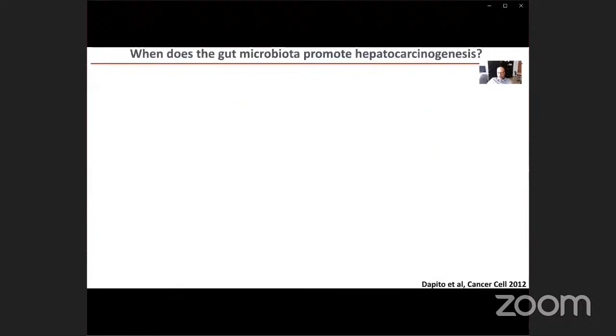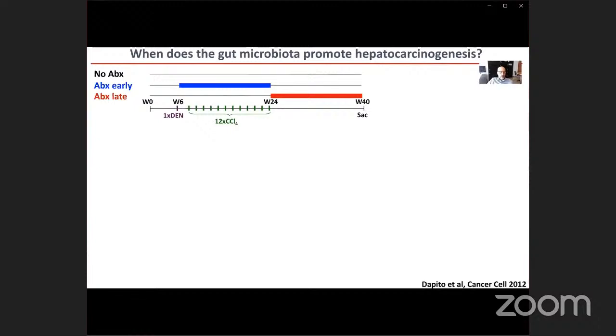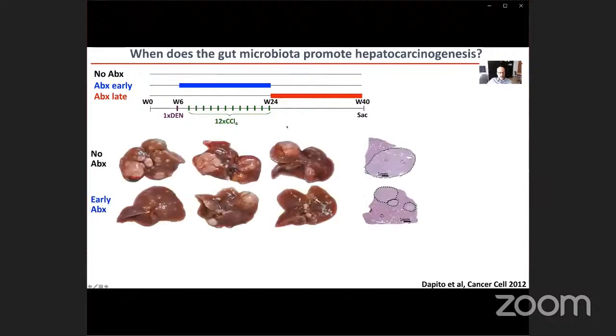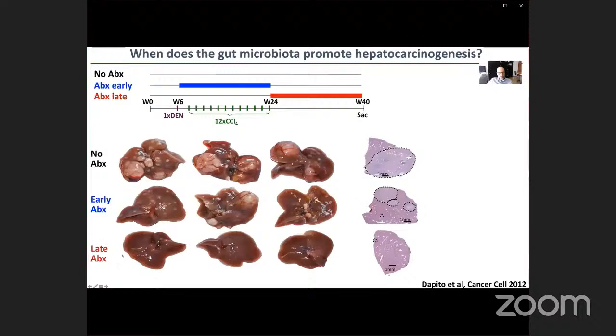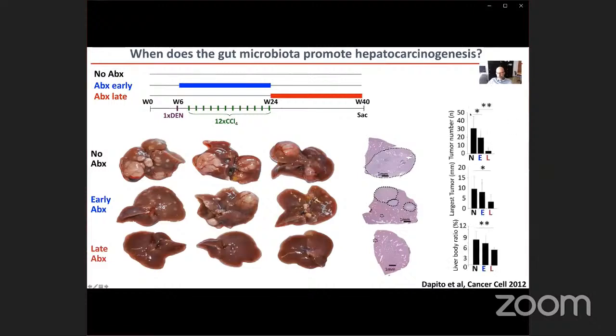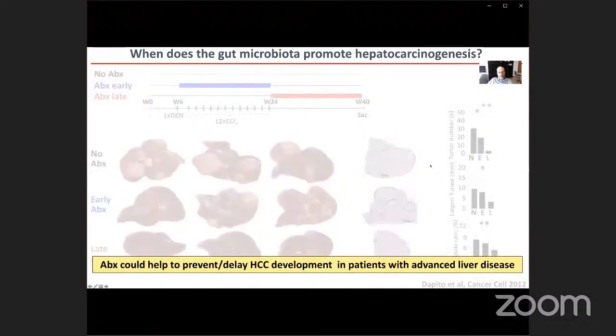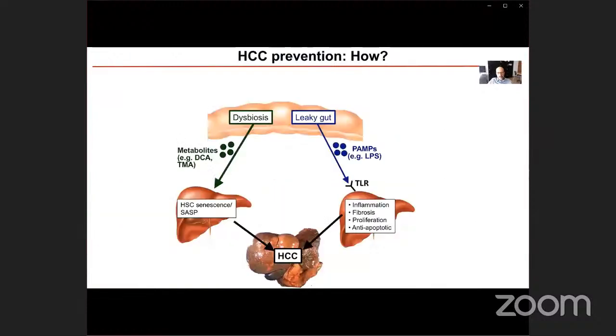Related to this, I would like to show you again some data from our Cancer Cell paper, where we used non-absorbable antibiotics and treated mice at early and late stages. And to our surprise, at early stages, we only saw a moderate reduction of cancer development, whereas when we treated the mice late in the second half, we saw a profound reduction of cancer development, also seen here by various parameters. So this indicates that antibiotics could help to prevent or delay HCC development in patients with advanced liver disease.